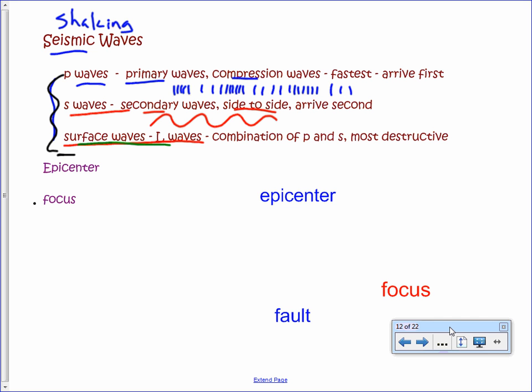Next words you really need to know are epicenter, focus, and fault. Epicenter, focus, and fault. The epicenter, epi means on top of, center. Epicenter, like an EpiPen, you put on top through the top of your skin, epicenter. The epicenter is the area where the earthquake appears to come from on the surface of the crust.